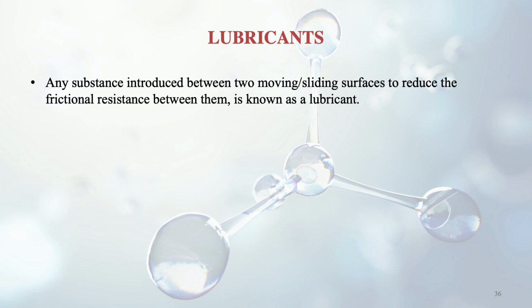So when we want to reduce friction, we have seen that we use lubricants and all. So let's discuss the lubricants in detail. Any substance which is introduced between two moving or sliding surfaces to reduce the frictional resistance between them is known as a lubricant. So whatever we are introducing between the two surfaces moving relatively to each other, that is a lubricant. And we want to prevent the friction. That is, the relative motion should not get hindered.